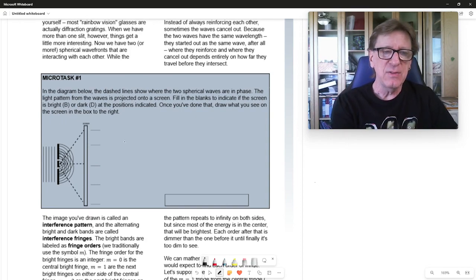Okay, now that you've got that, you should be able to very easily label where am I going to get bright and where am I going to get dark. So go ahead and do that right quick.